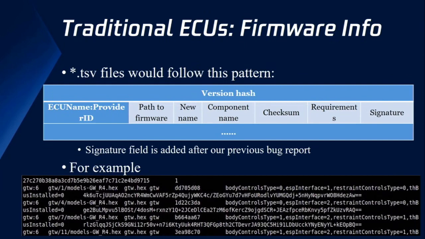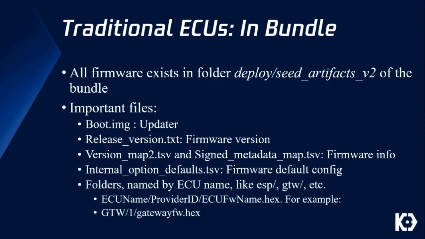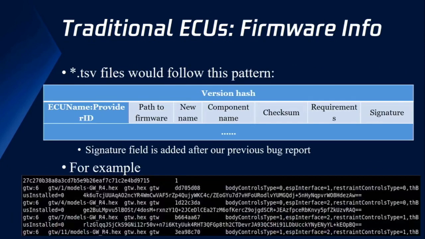And some requirements. Requirements means if this firmware could be used under a 4W car or have an ESP interface or something like that. The last field is signature. This field, and also the signed metadata map TSV, we have said, were added after our bug report in 2016, and they are used to verify if the ECU firmware along with that information is correct.